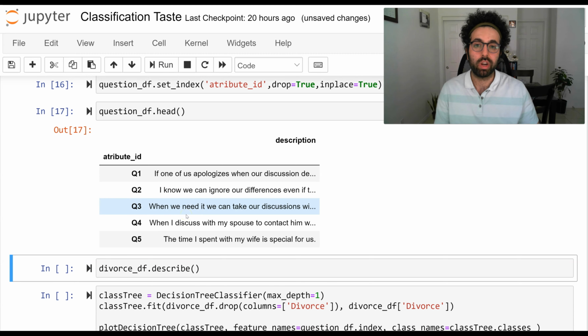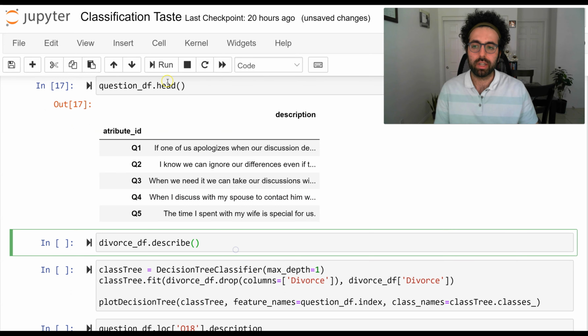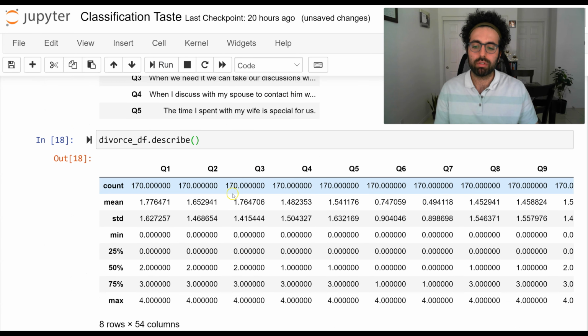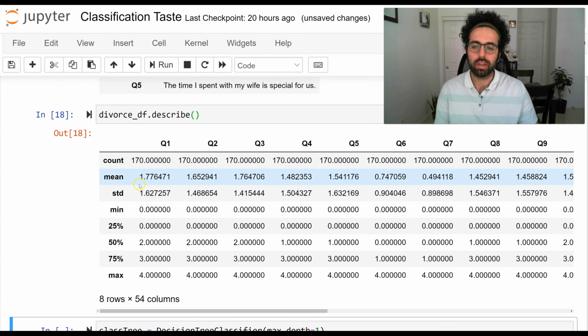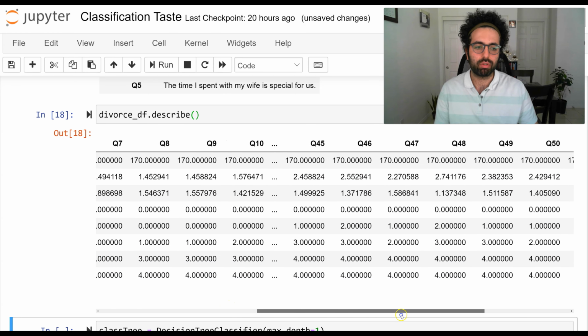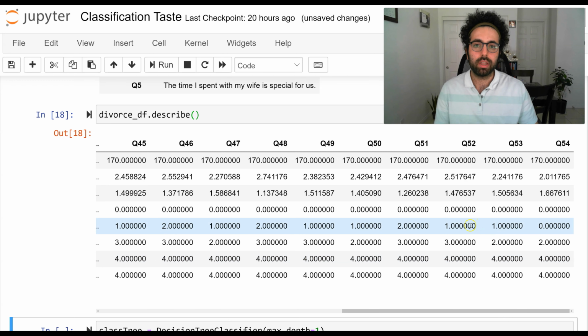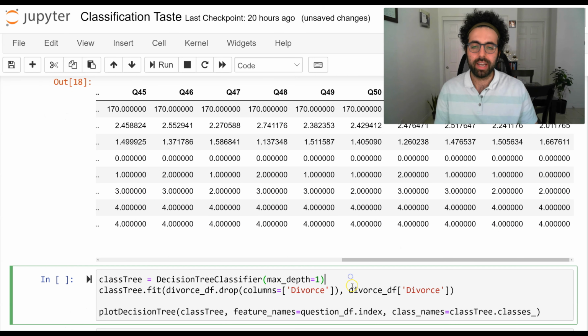So, in the future, when I say, okay, I want to see what question 18 is, for example, I can come back and reference this data frame. So that's all there is to it. We spend a little bit of time to get to know our data. We use the function describe. We'll see all of our data is from 0 to 4 as expected, and the mean and standard deviation differ across these questions, except for the divorce or not divorce column, which is expected because it's a label, it's a string. So we create our decision tree.